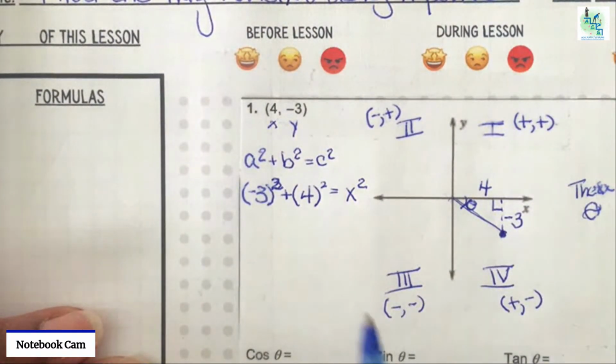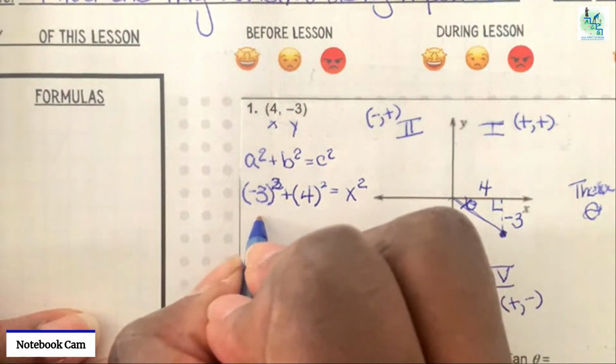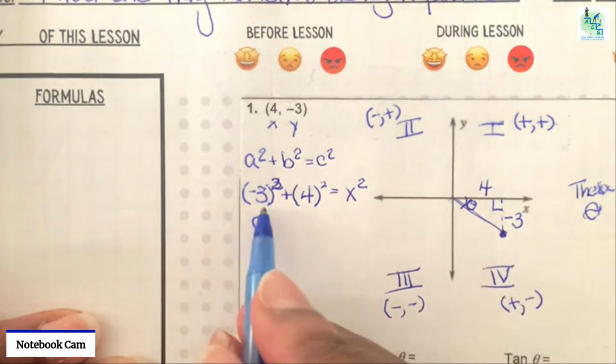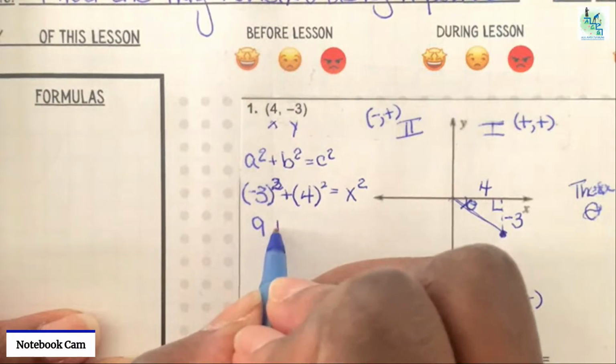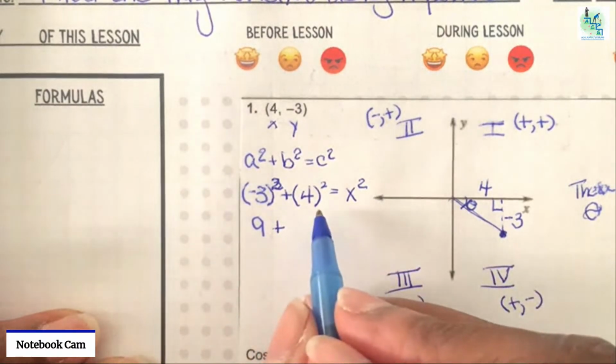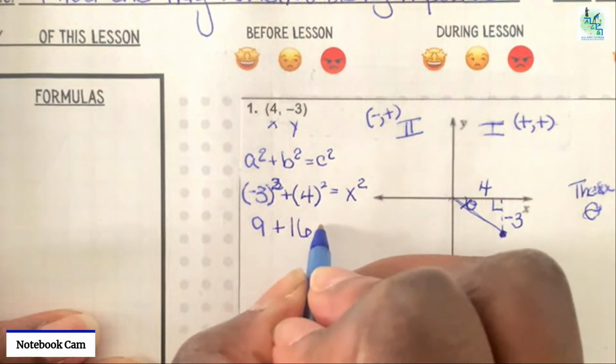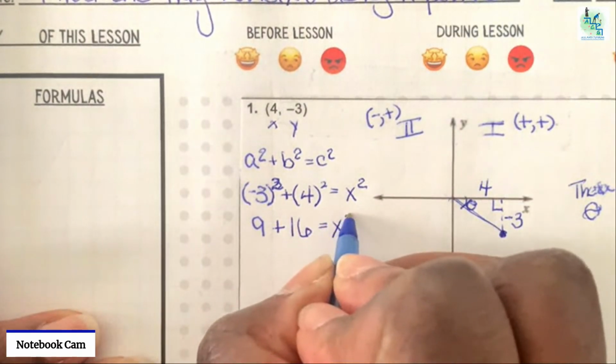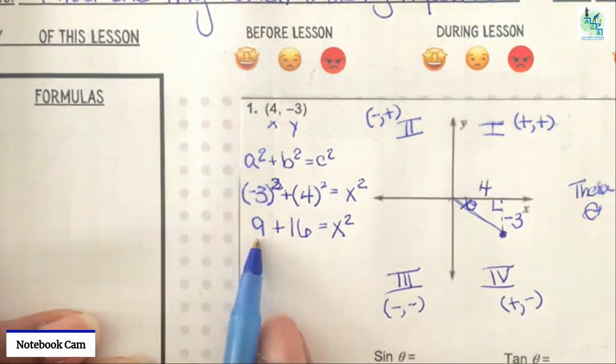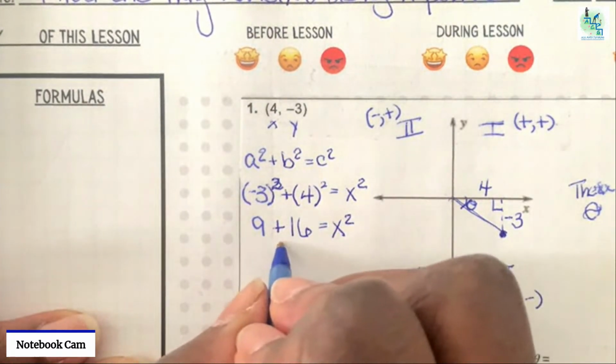So now, -3 squared is going to give me a positive 9, because a negative times a negative gives me a positive. Plus my 4 squared, that gives me 16. And that's going to equal my x squared. So 9 plus 16 gives me 25.